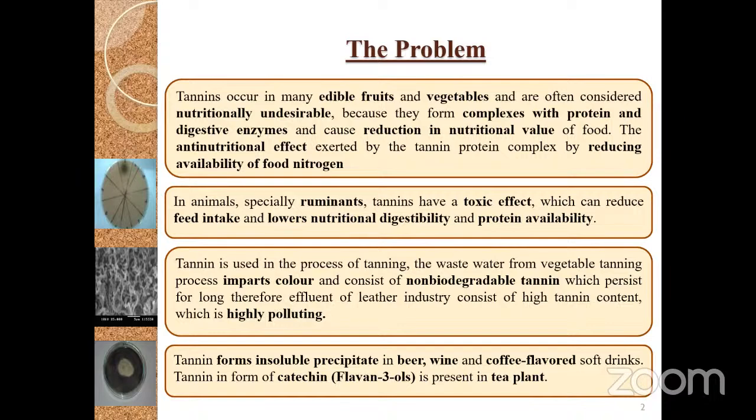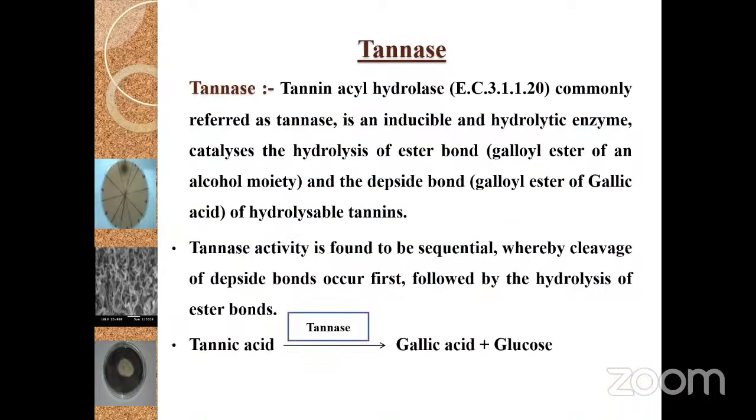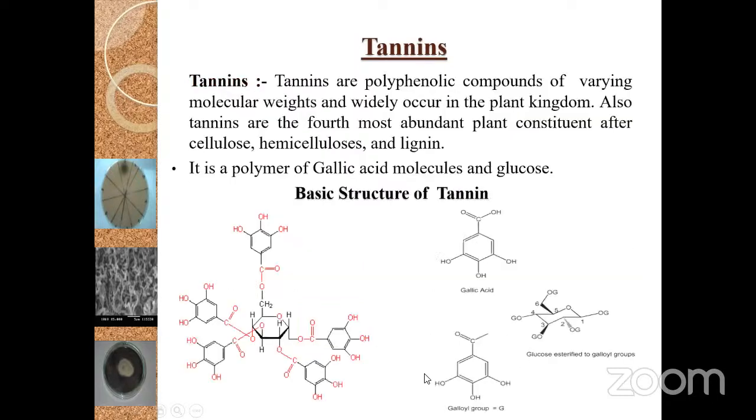To resolve this problem, one solution is the application of the enzyme tannase. Tannase, also called tannin acyl hydrolase, is an inducible and hydrolytic enzyme, and it catalyzes the hydrolysis of the ester bond and depside bond of hydrolyzable tannin. Its activity was found to be sequential, whereby cleavage of the depside bond occurs first, followed by hydrolysis of the ester bond. When we observe the reaction, it acts on tannic acid and produces gallic acid and glucose. This slide shows us the structure of the tannin.